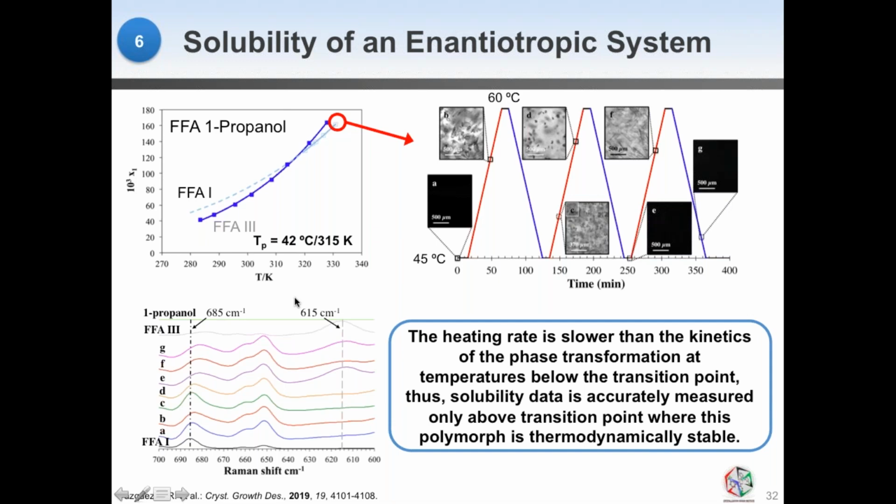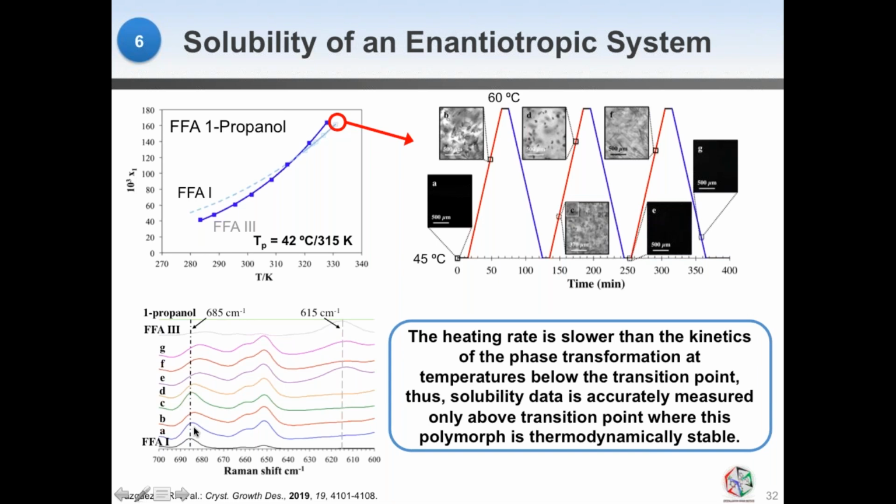And we can support this finding by then studying the solubility also at high temperature, where we expect that form one is the stable form over multiple cycles. And we heat here from 45 degrees C to 60 degrees C. And what we interestingly observed was that in the first cycle, and we can prove this with our Raman signal, we were able to dissolve and determine the solubility of form one.